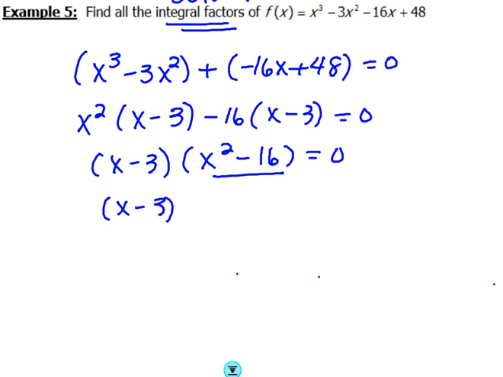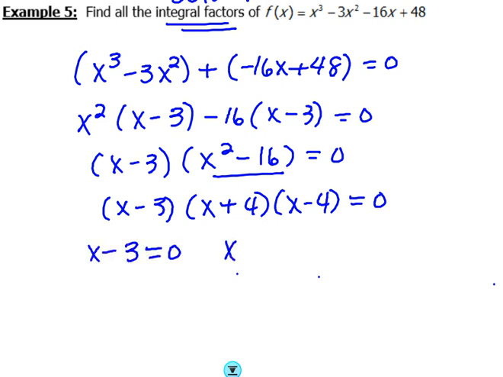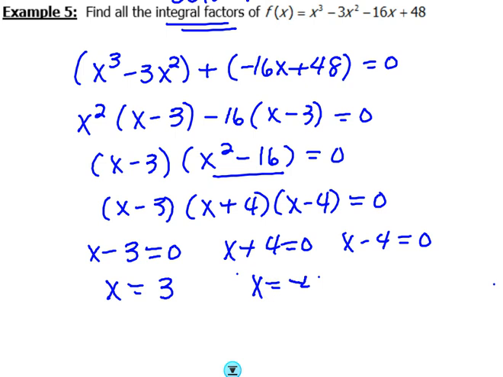Well, this is a difference of squares, so that can get factored again. So this is going to have 3 answers. So factor the difference of squares. So now we'll set each factor equal to 0, 3 of them. So my 3 solutions are 3, negative 4, or 4. So those are my integral factors.